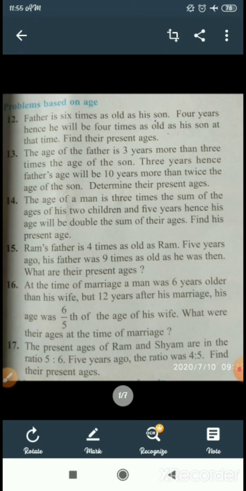See, father is 6 times as old as his son. That means, what is son's age? Father is 6 times as old as his son. And after 4 years, father's age will be 4 times the son's age. Now you have to find out the present age of father and his son. Okay, so just have a look at the answer here.